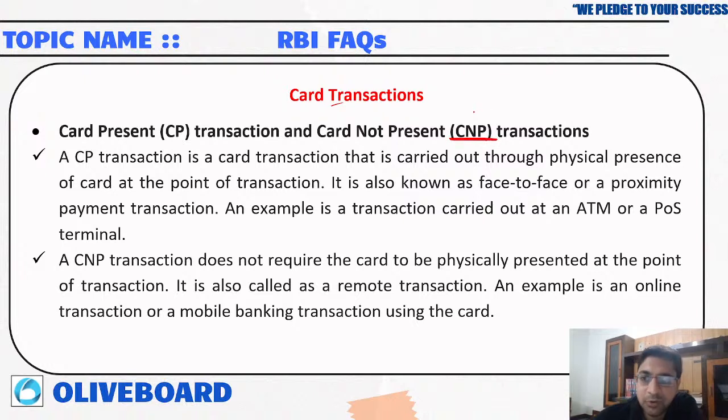One type of transaction you can do when the card is with you, and another type you can do when you don't have the card. The card present transaction is a card transaction carried out through the physical presence of the card. It is known as face-to-face proximity. Okay, so it is like an ATM or point of sale machine.